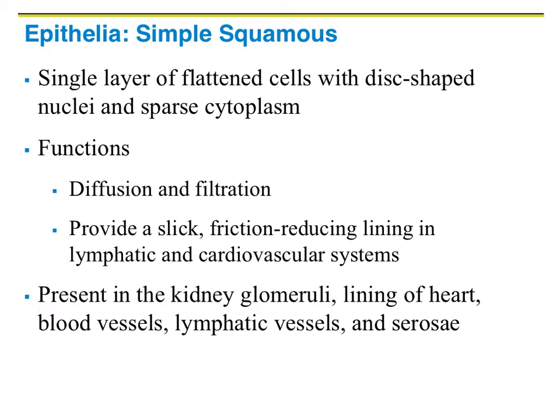Let's begin with simple squamous. As the name implies, this is a single layer of flattened cells. Functions include diffusion and filtration. It also provides a slick, friction-reducing lining. It's present in the kidney glomeruli, in the lining of the heart and blood vessels, the lymphatic vessels, and the serosae.